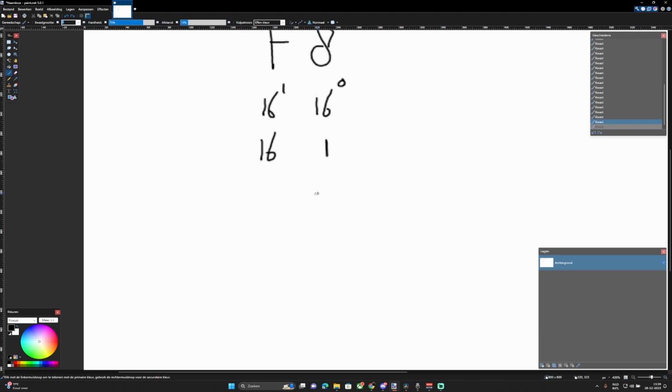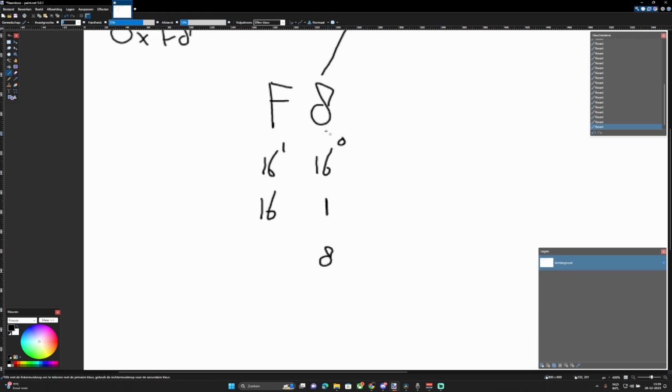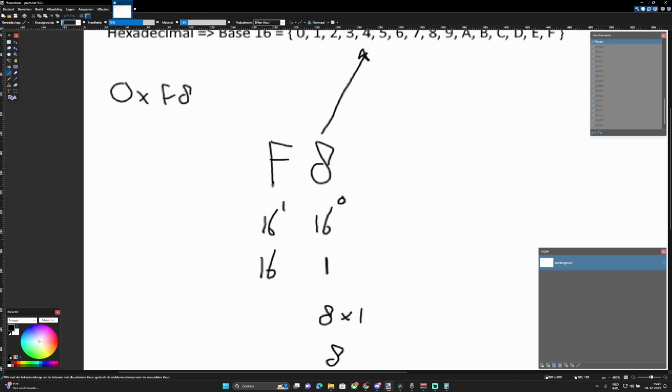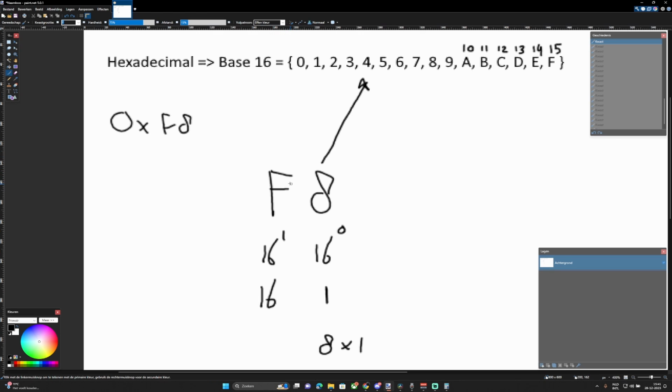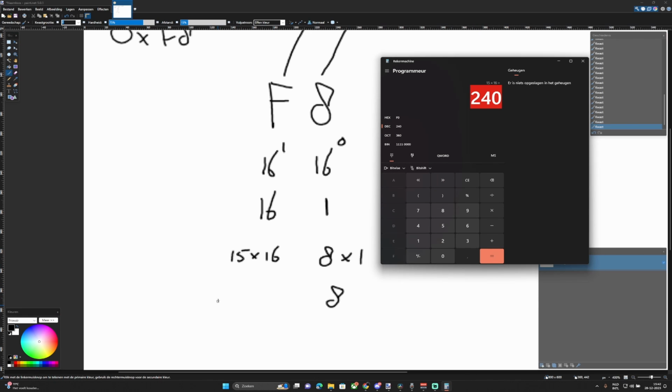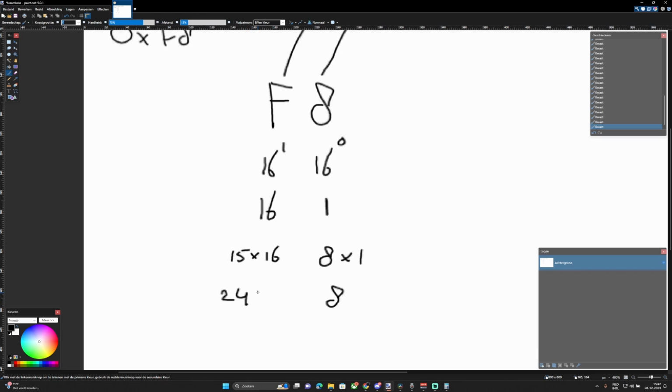So what we're going to do is write down 8 and multiply that number by 1. So 8 times 1, and that's going to be 8. Okay, so now we go one more to the left, and we have the symbol F. So we go again to this list here, and we can see F is number 15. So then you write down 15 times 16. And I've actually calculated that right here. It's going to be 240. So you write down 240.